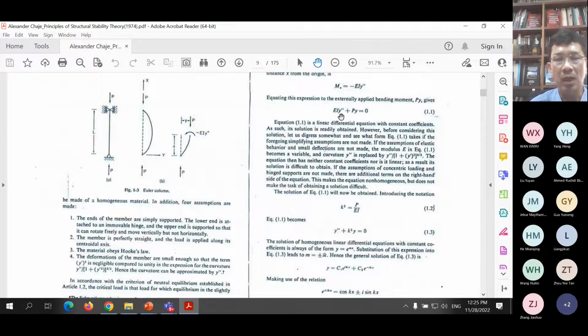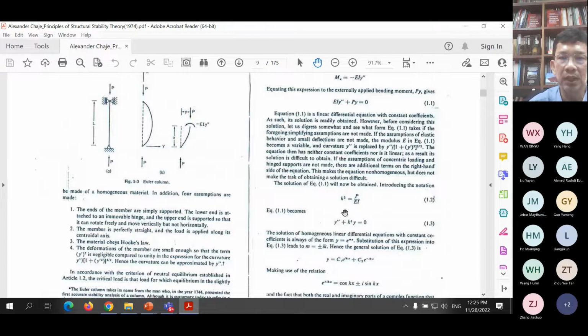Now, in order to get the solution to this, we change it into a standard form, which we normally see in the theory of solving ordinary differential equations. So we divide this by EI, and then we introduce this term, k square. This term k square will appear many times in our subsequent lecture slides, so please remember the meaning of this symbol k square. k square is P over EI.